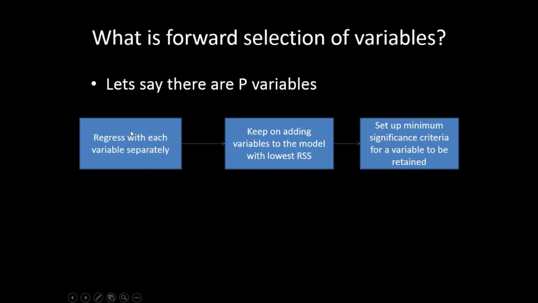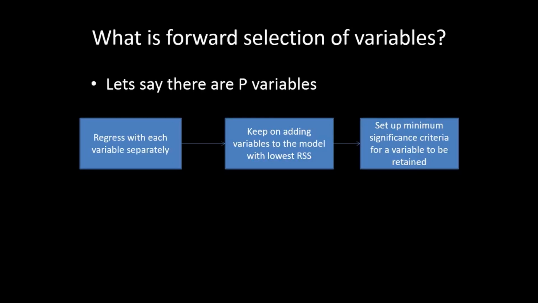So we perform p simple linear regressions in the first step, and then we compute the residual sum of squares, known as the RSS, for each of these simple linear regression models. We always expect that the residual sum of squares should be minimum. If it is minimum for a variable, then it's the best variable, right? That means it explains the variation in the dependent variable very well.